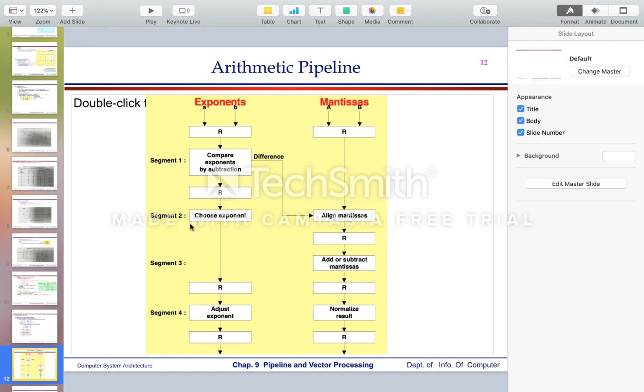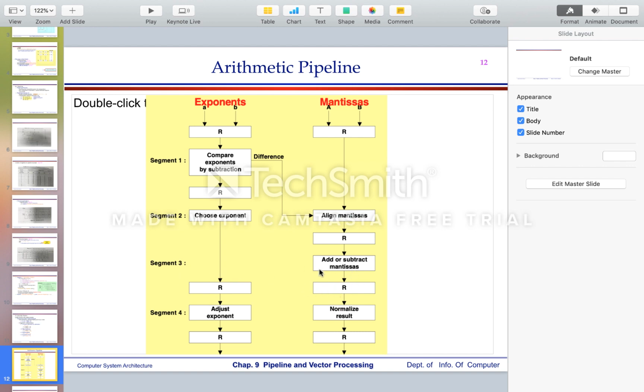what was our main target? To align the mantissa. So first of all we have to choose the exponent. On the left-hand side you can see there is choose exponent, and on the right-hand side you have align mantissa. So you need to align your mantissa. Then again the temporary result is to be stored in R. Then the third step was to add or subtract the mantissas, again storing the temporary result in the register. So this was segment 3.